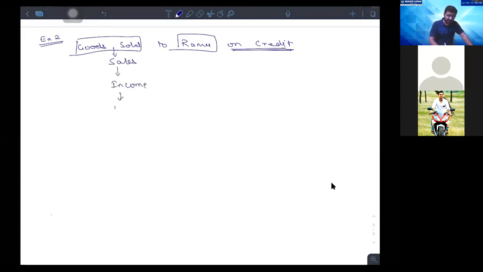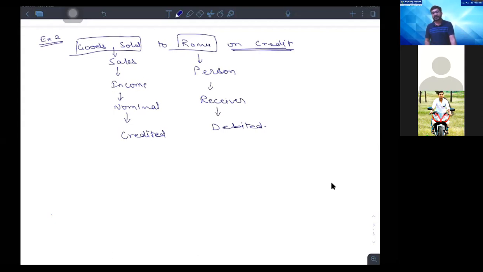That means it is my nominal account. Yes or no? Whereas Ramu is a person and he is the receiver of benefit or not. And therefore sales income account will be credited because the rule for nominal accounts is debit all expenses and losses and credit all incomes and gains. Whereas Ramu being the receiver of benefit, therefore Ramu need to be debited. I hope you have got this point right.